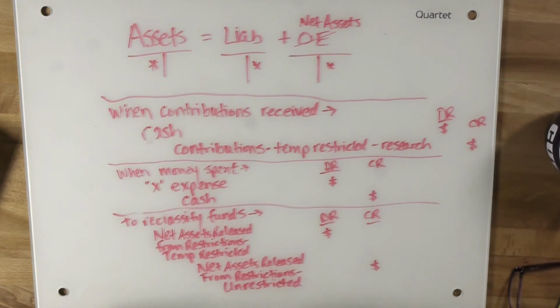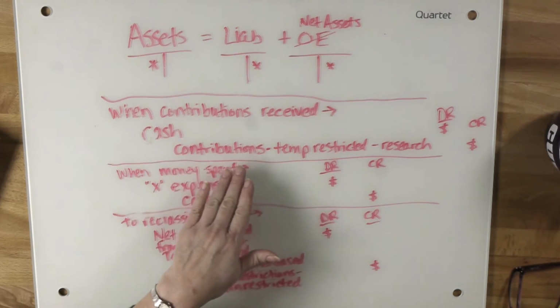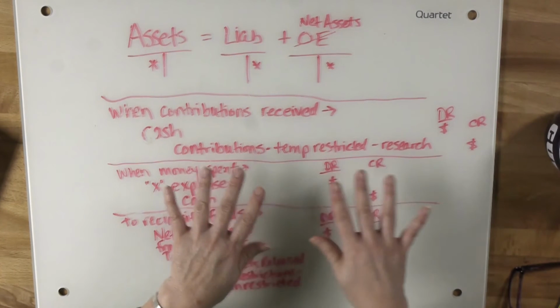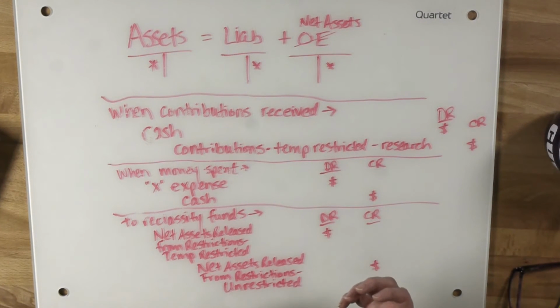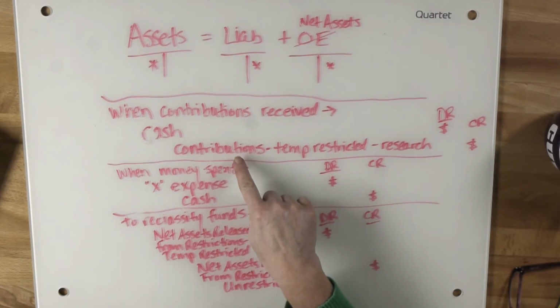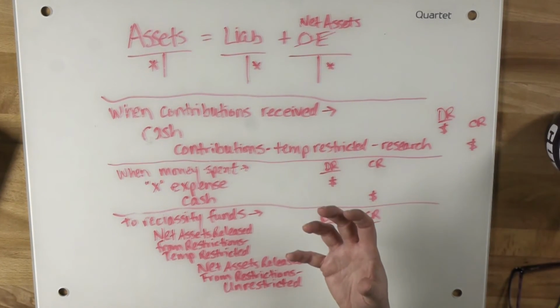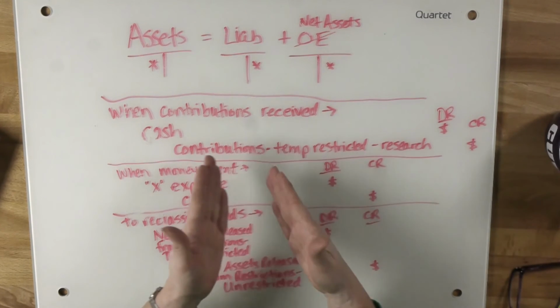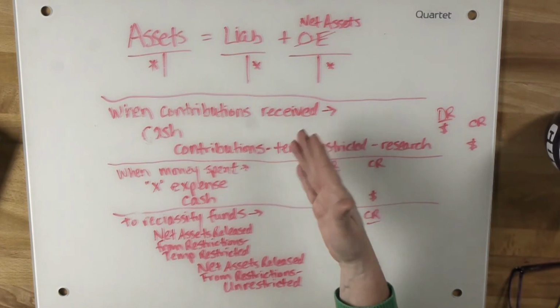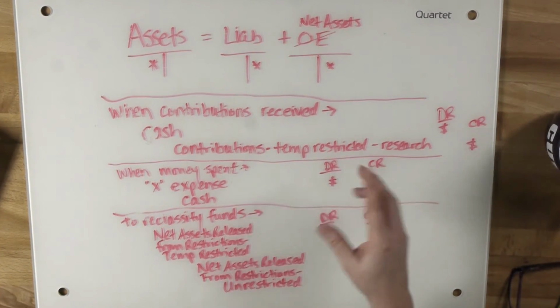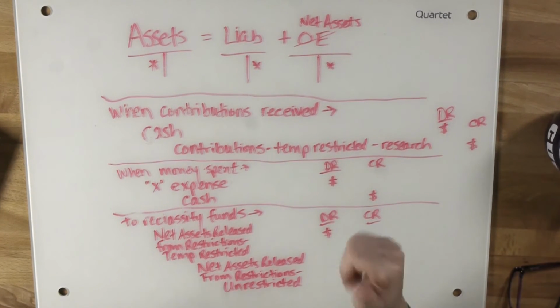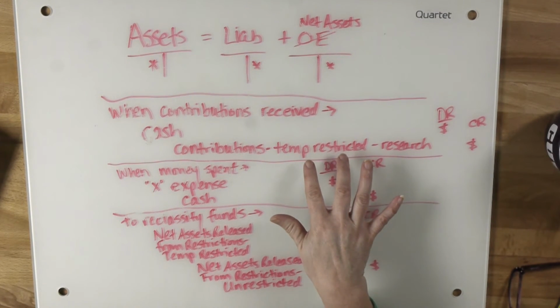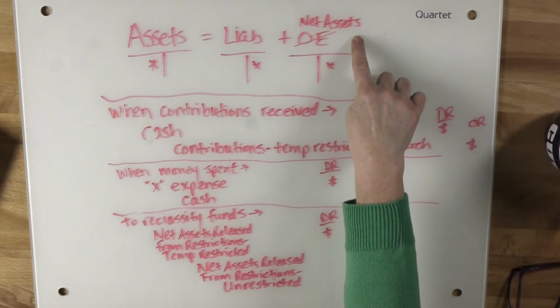So when monies are received by the organization, we're going to debit cash, and what I usually tell students is to do a 3-part entry to your revenue that's coming in. The first part is a contribution. Contribution is a revenue account. What type of contribution is it? Well, if I'm only going to be able to spend the money on research, we know then it has a purpose restriction. So it moves into the temporarily restricted category of my net assets.